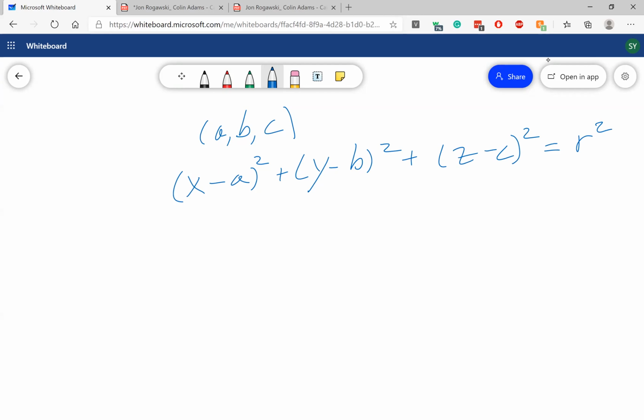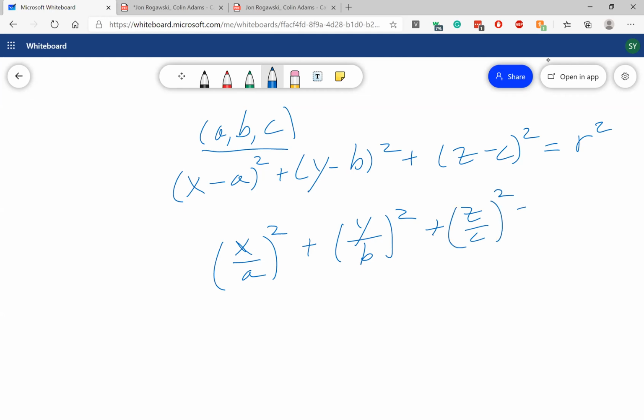In general, when dealing with an ellipse, now we're not talking about the center. So let's imagine that this ellipse is centered at the origin. So we're going to have x squared over a squared plus y squared over b squared plus z squared over c squared is equal to 1. So let's try to understand what this equation is telling us.